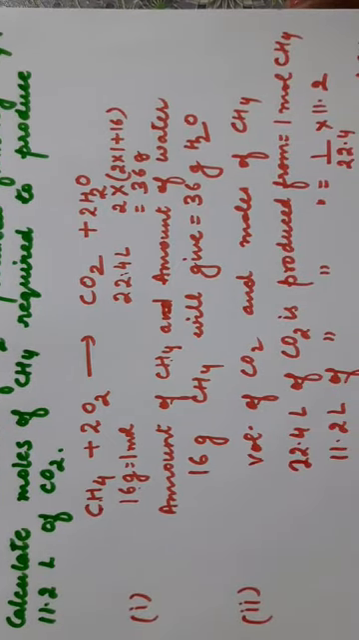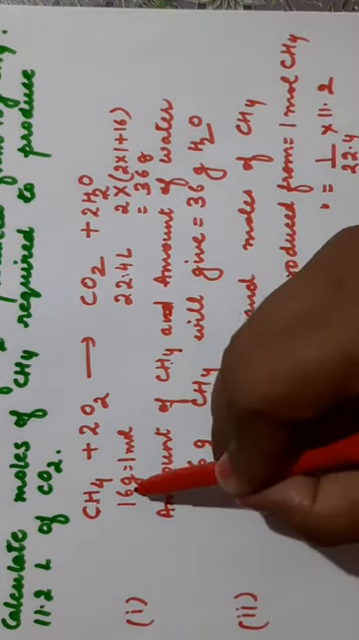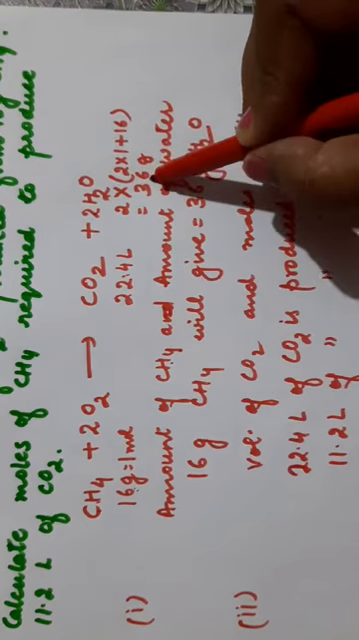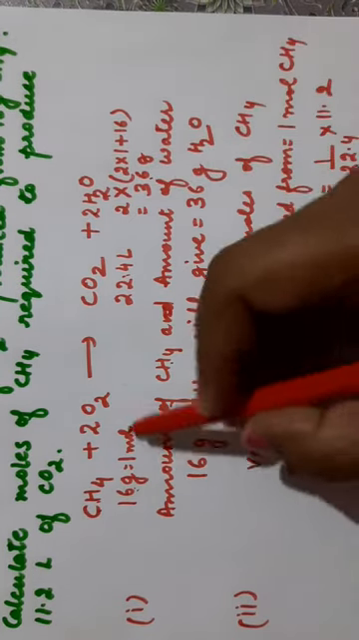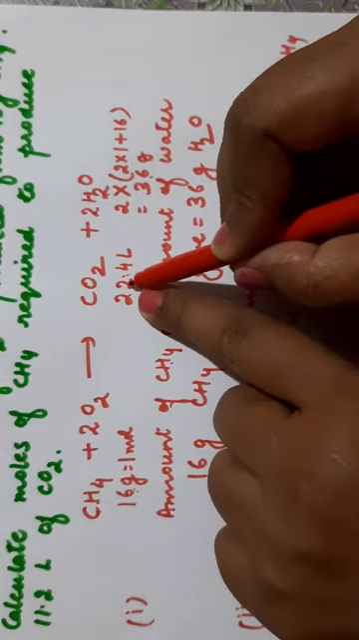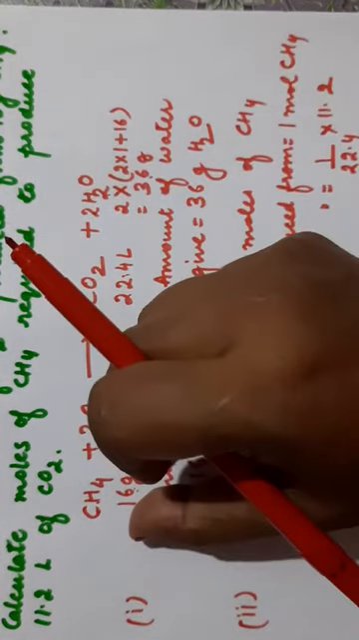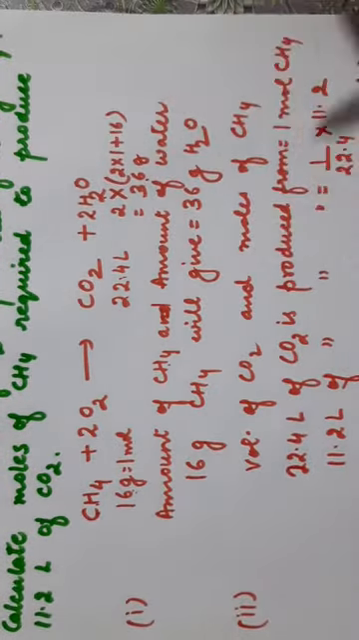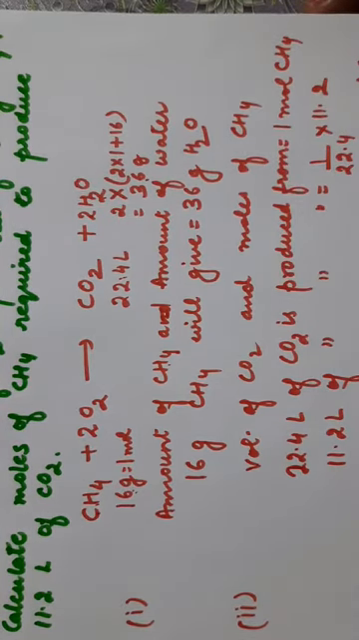You can see what we have done here. 16 gram methane gives 36 gram of water. If you are asked how many moles of methane are required to produce 11.2 liter, you have to write the relation between moles of methane and volume of carbon dioxide. So it will become easier for you.